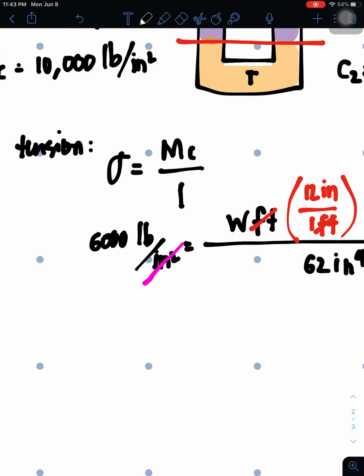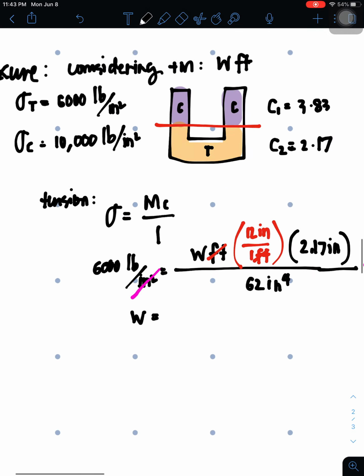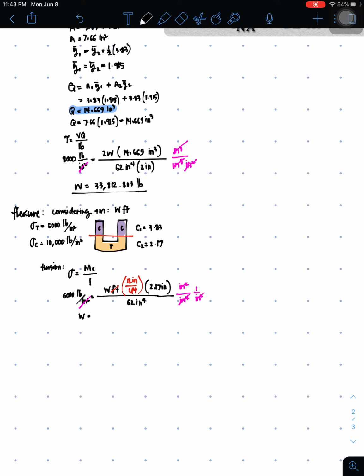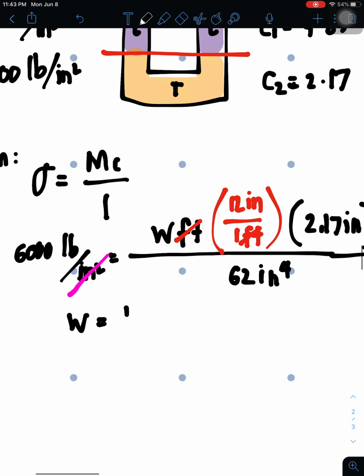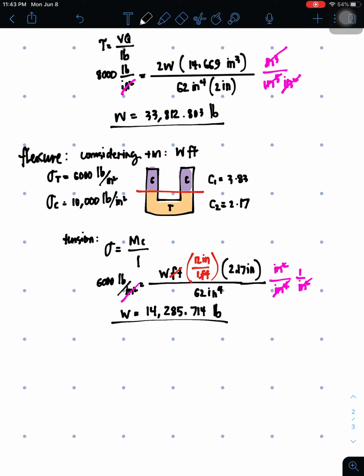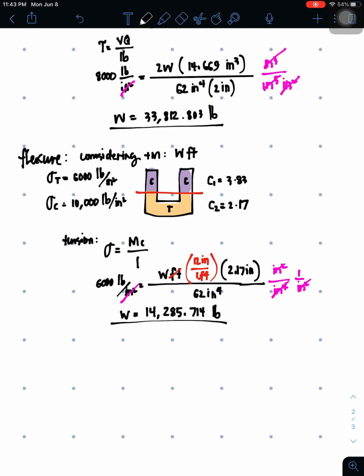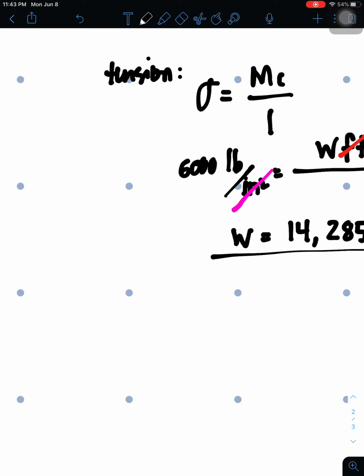So the W for positive moment and in tension is going to be 6,000 times 62 divided by 12 and 2.17. So the answer is 14,285.714, and this is in pounds. This is the answer based on tension for positive moment.